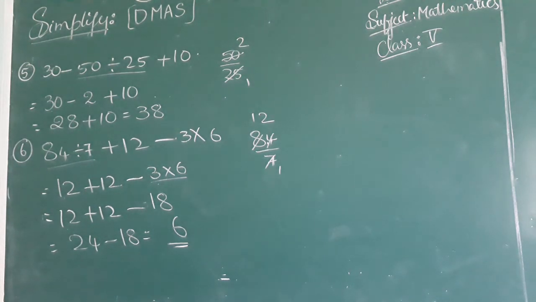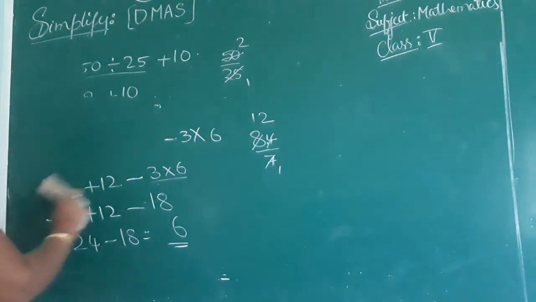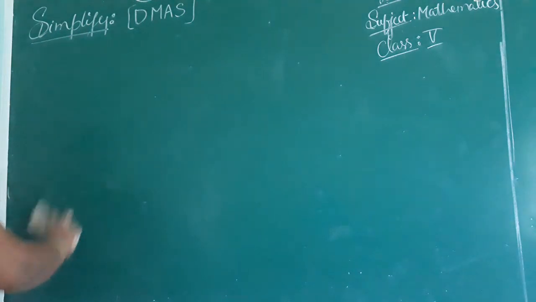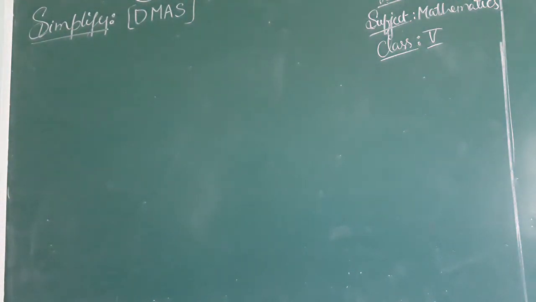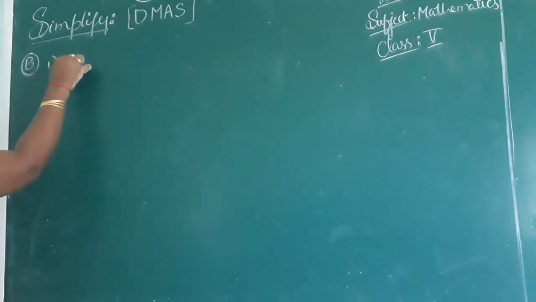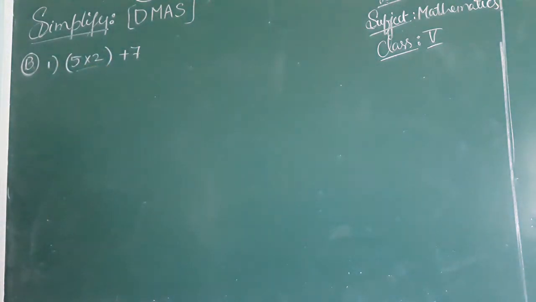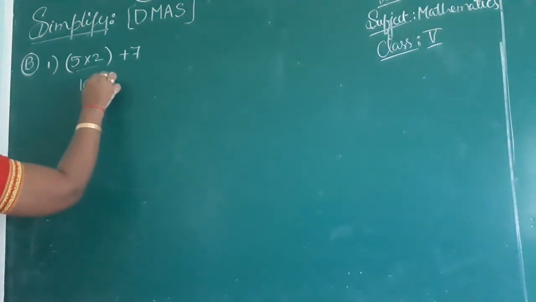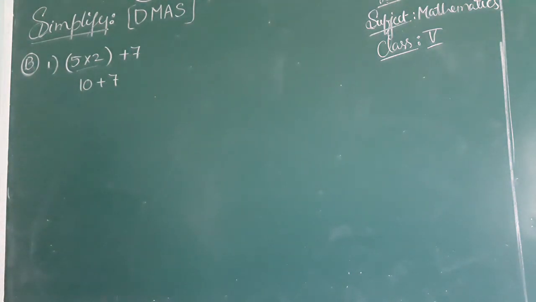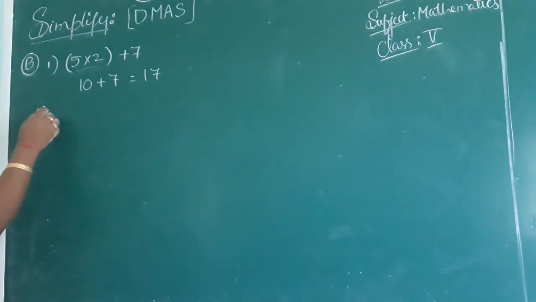See the B Roman, in that they have given some brackets. If they give brackets in a sum, first you have to solve the bracket. That means you have to simplify the bracket first and then the next numbers. See the B Roman. First one, 5 into 2 plus 7. What are 5 twos, children? 5 twos are 10. 10 plus 7. After simplifying that, you can remove that bracket. 10 plus 7, 17.